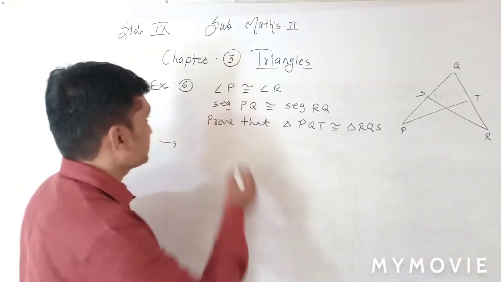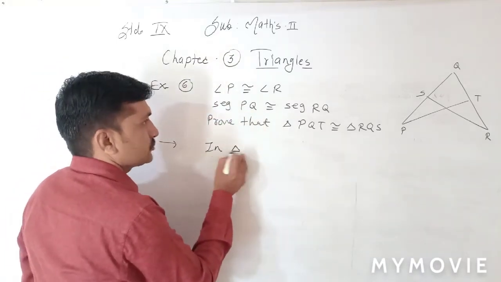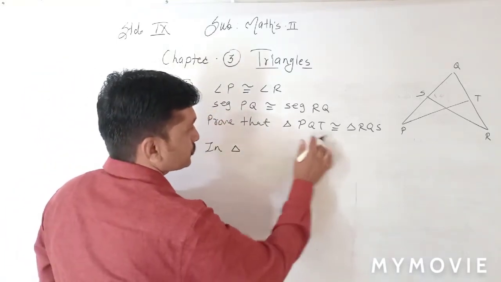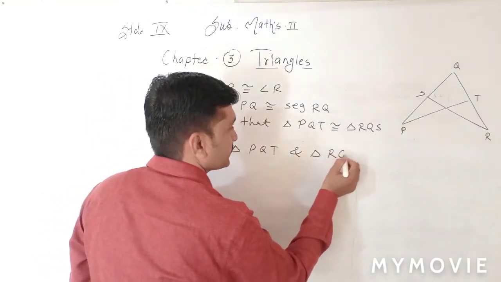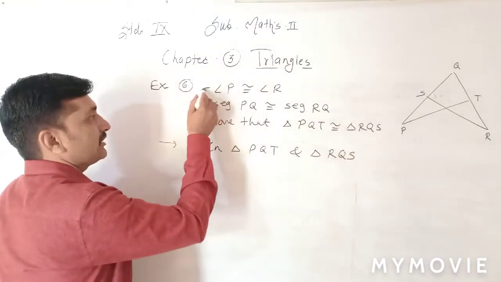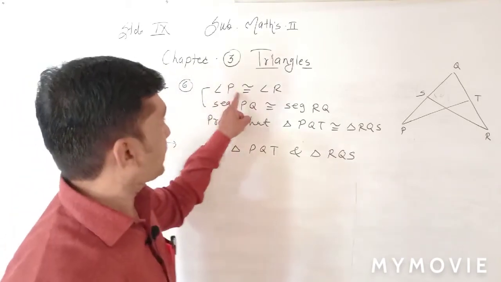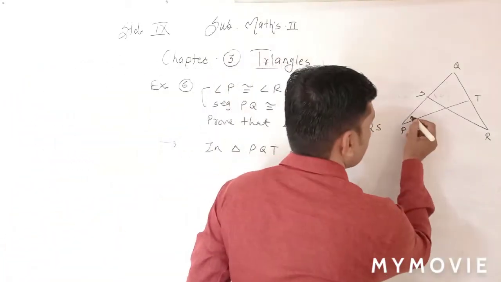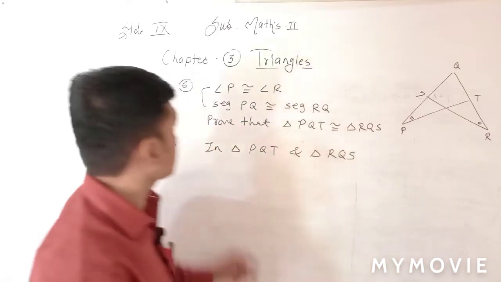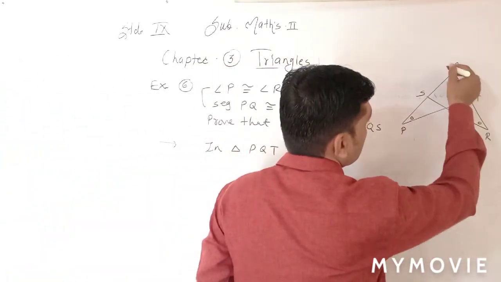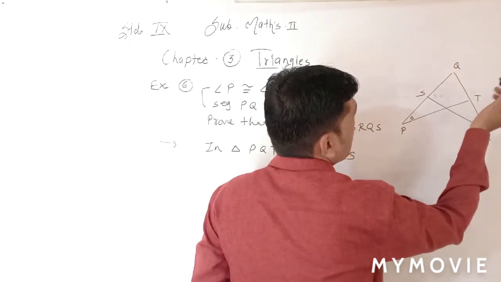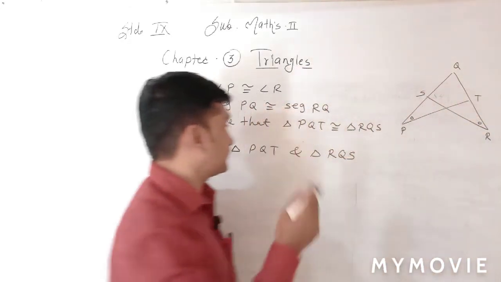Last example, number 6. Which two triangles do we have to show? Triangle PQT and triangle RQS. In that, two elements are given. Angle P is congruent with angle R, it is given. PQ is congruent with RQ, PQ means this is congruent with RQ side. Now, the third is not given.